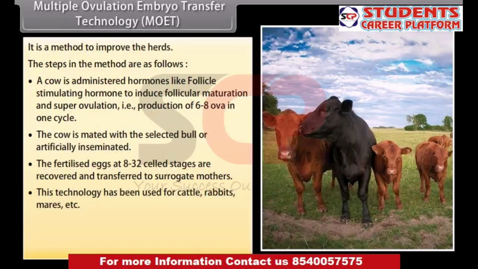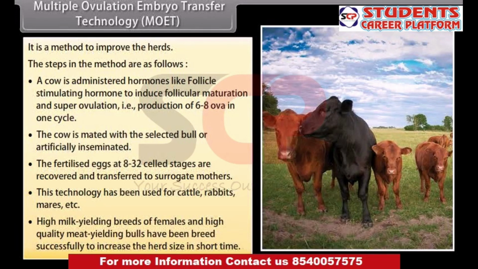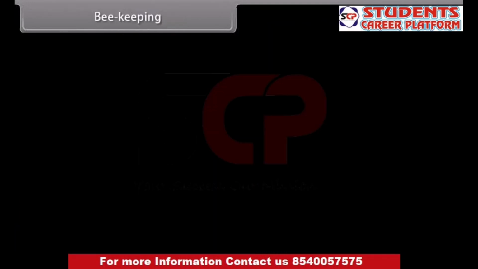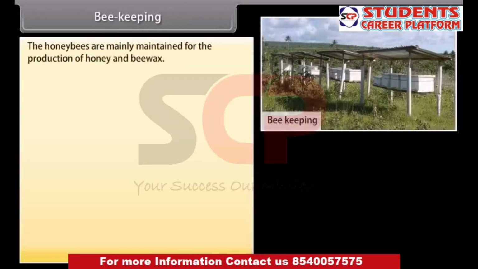This technology has been used for cattle, rabbits, mares, etc. High milk-yielding breeds of females and high-quality meat-yielding bulls have been bred successfully to increase the herd size in a short term. Beekeeping. The honeybees are mainly maintained for the production of honey and bee wax.